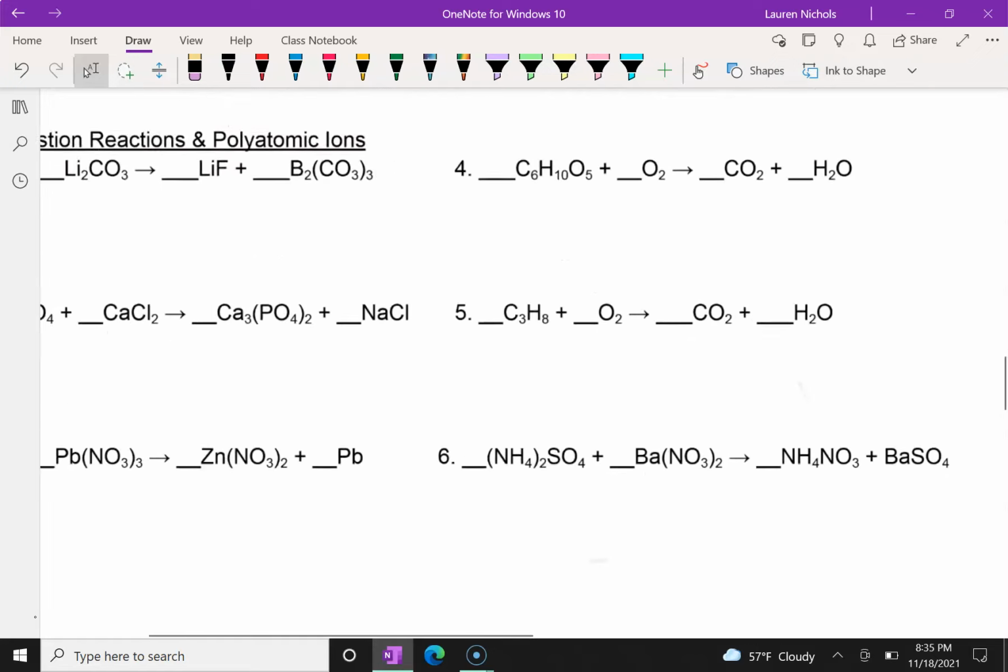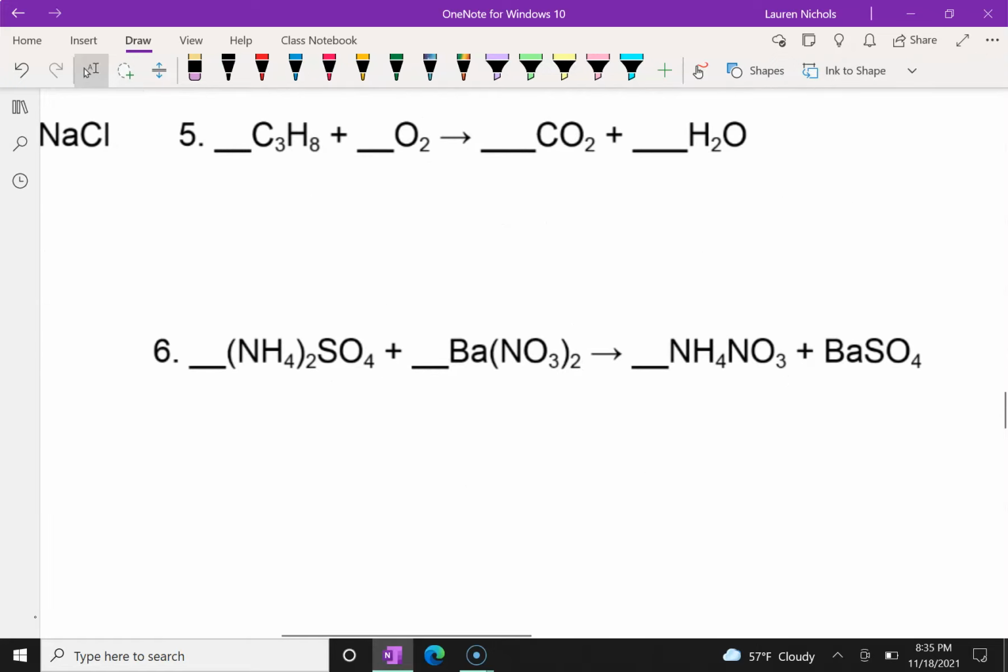Now, I'm going to give you a hint. Number 6 is a great example of this. Also, I forgot to put a little line here in front of BaSO4. But one thing you'll notice is there are lots of parentheses, right? We have polyatomic ions that are on the back of our periodic table. So we have NH4 in both places. We have SO4 in both places.